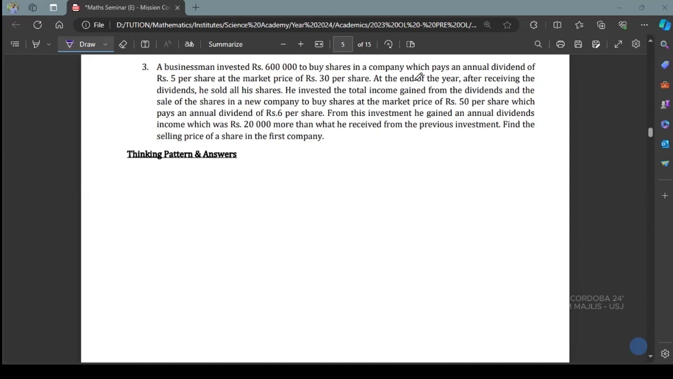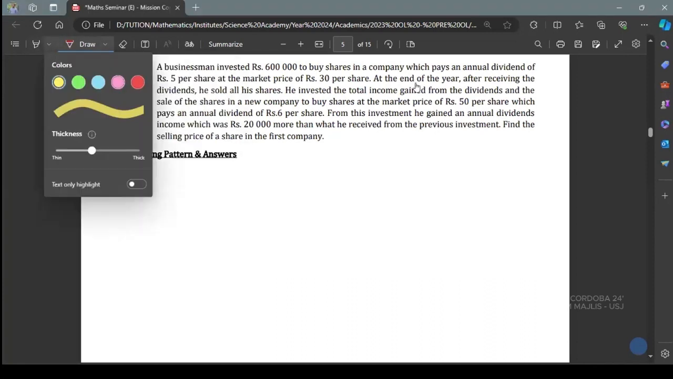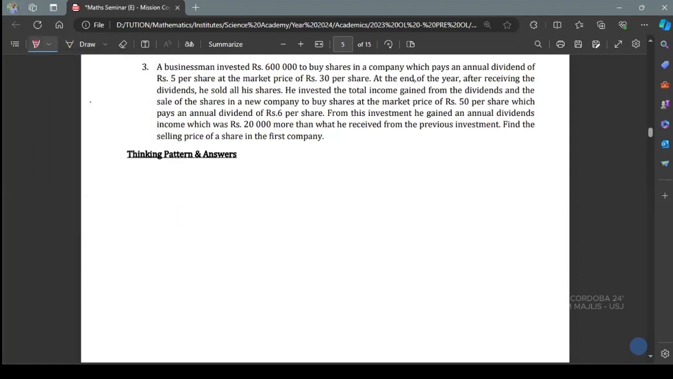Right. Question number 3. A businessman invested 600,000 rupees to buy shares in a company which pays an annual dividend of 5 rupees per share at the market price of 30 rupees per share. So when you read questions like this, I recommend you all to highlight the important words. This is how we can answer a question easily within a short time. If you want to quickly grab the data into your mind, underline the important parts. Invested amount is always important.